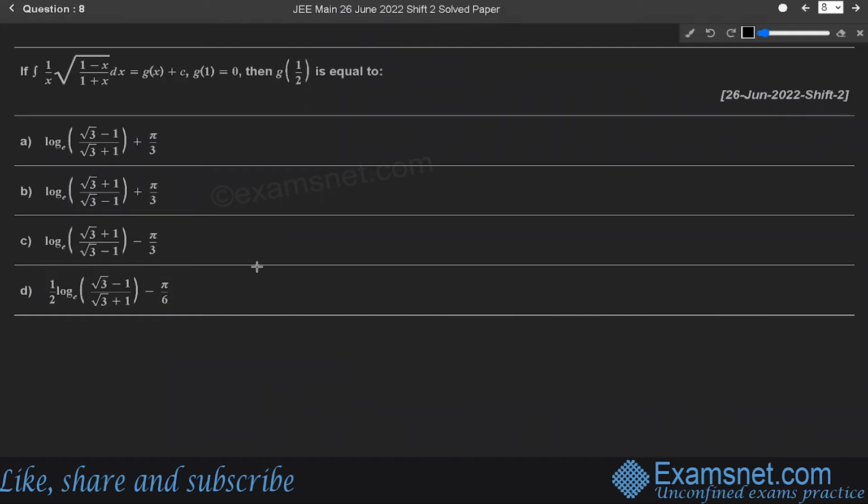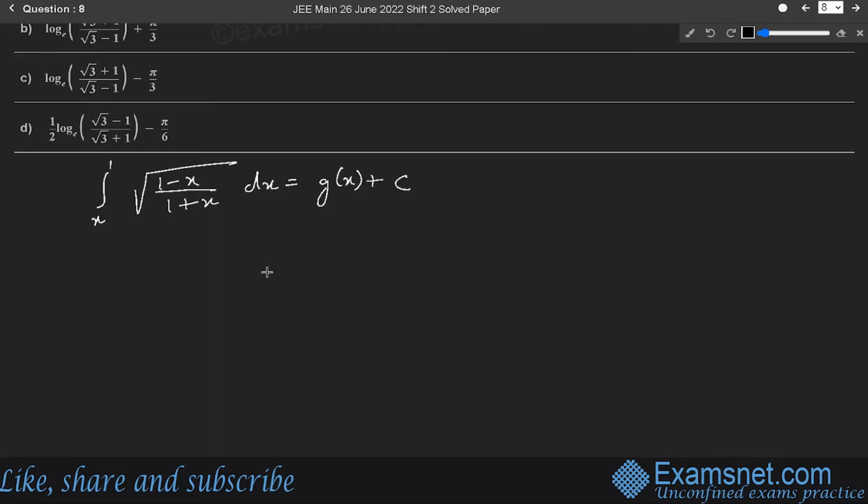Next question is, if the integral of 1 by x into under root of 1 minus x divided by 1 plus x dx is equal to g of x plus c, and g of 1 is equal to 0, then g of 1 by 2 is equal to. We know that it is given the integral of 1 by x into under root of 1 minus x divided by 1 plus x dx is equal to g of x plus c.